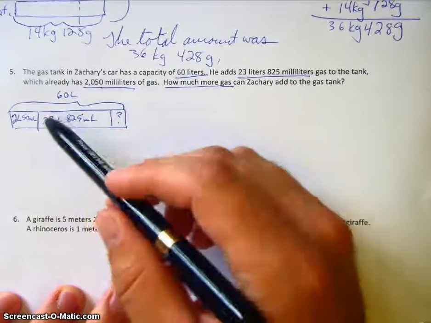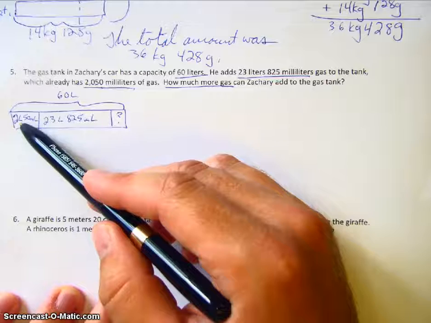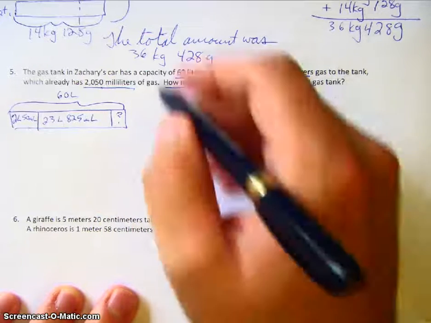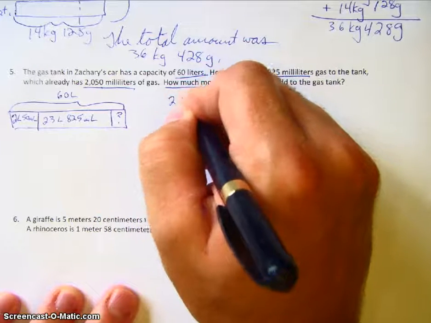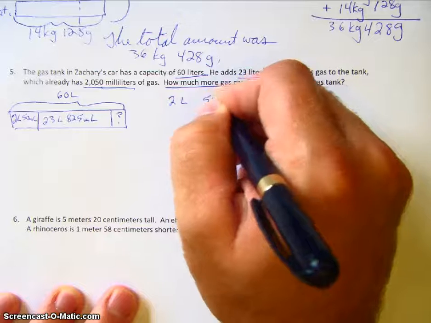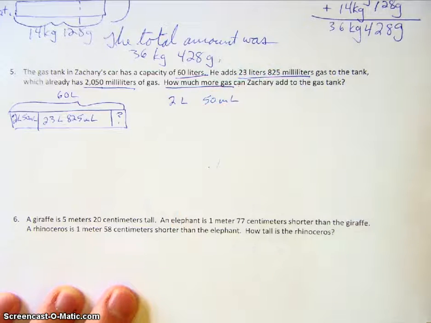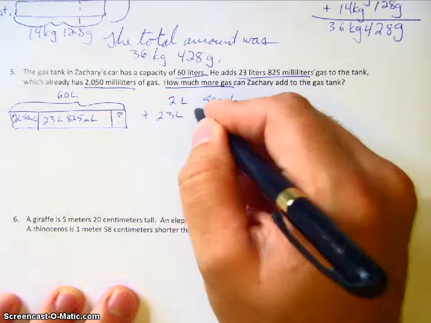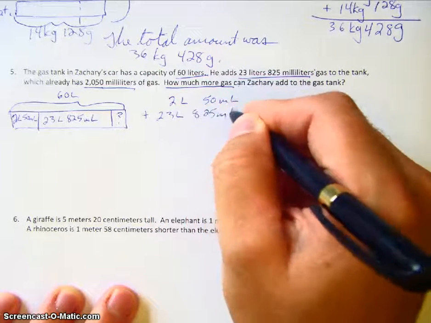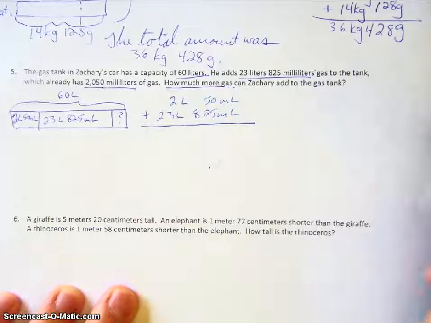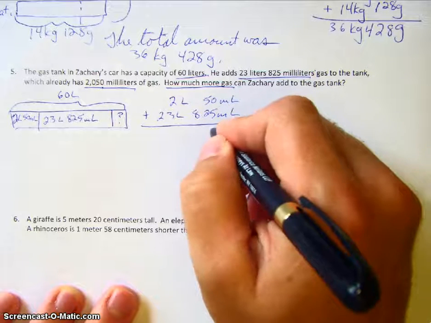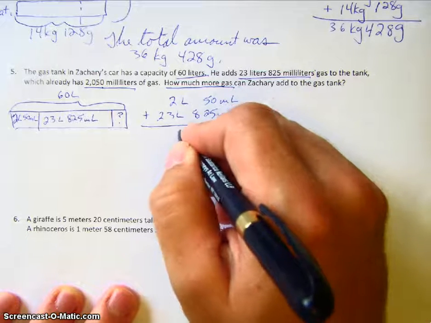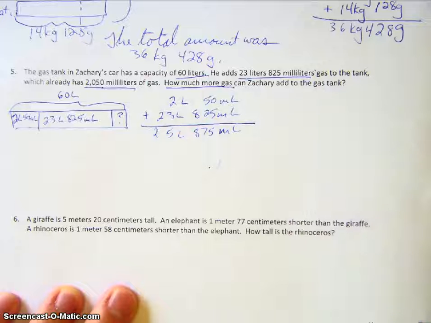So first thing we need to do is add up the total amount of gas that would be in the tank. So we take the 2 liters, 50 milliliters he started with. We add to that the amount that he put into the tank, to find out the total amount of gas currently in the tank. So we add that up. We end up with 25 liters, 875 milliliters.